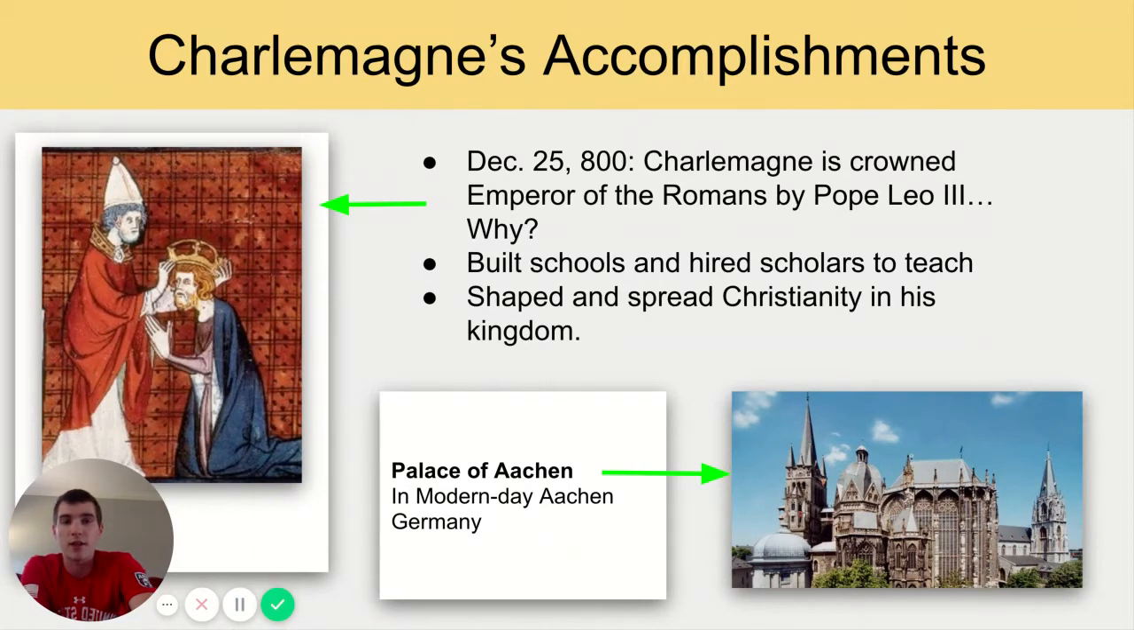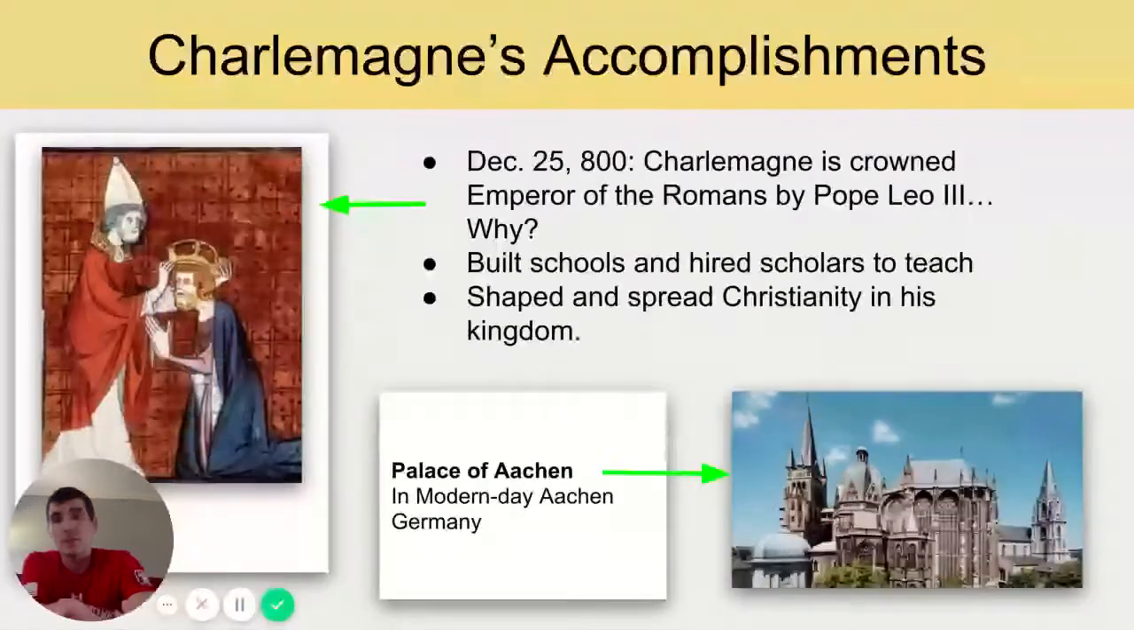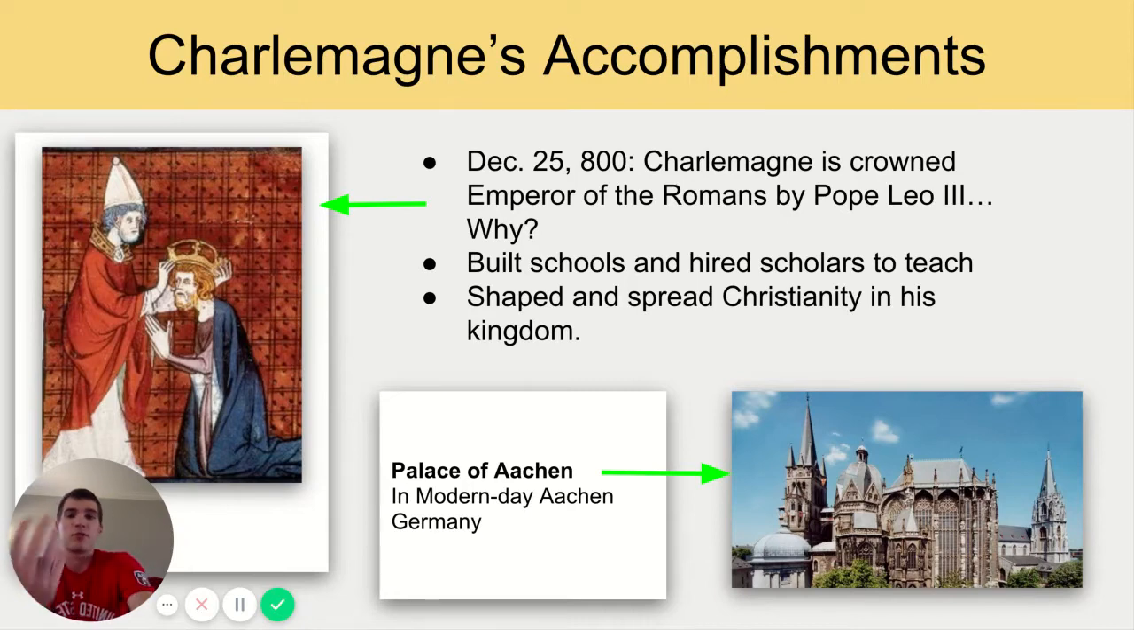Charlemagne's going to be crowned Emperor of the Romans by Pope Leo III. And a big reason why is because look what he took over. He basically took over the old Roman Empire. All right, so he is going to be considered an Emperor of the Romans. During this time, though, he's going to build schools, he's going to hire scholars to teach, and he's going to make sure people are educated.